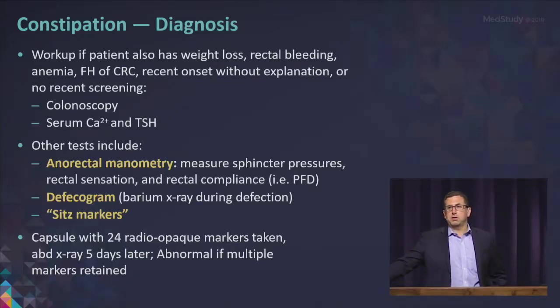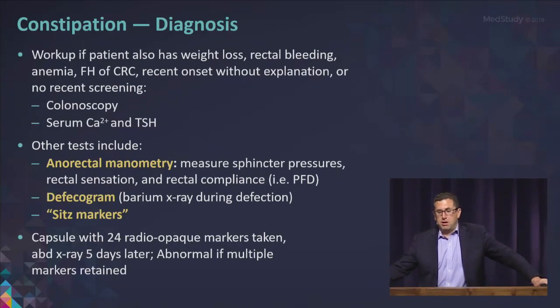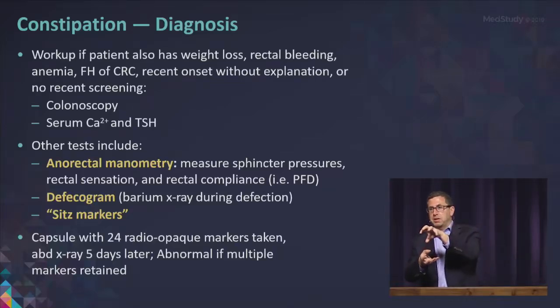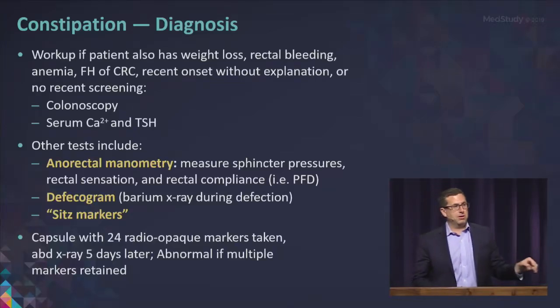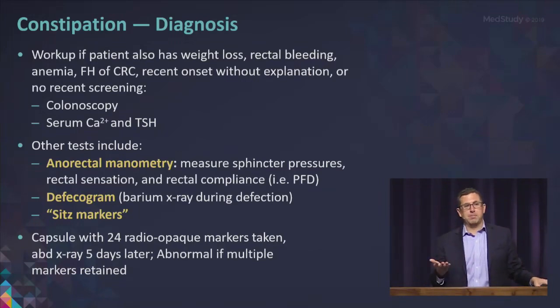Other tests that you're frequently going to see being used for constipation would include anorectal manometry. So in this test, you could actually measure the sphincter pressures, you can measure the rectal sensation, and you can measure rectal compliance. There's also a defecogram, which is a barium X-ray, where the patient goes to the bathroom and you could actually see how the barium is pooling in certain areas. That's frequently a good test to look for anatomical problems like rectoceles.